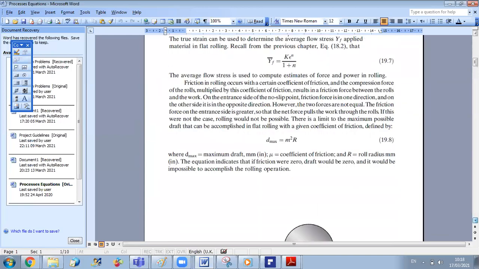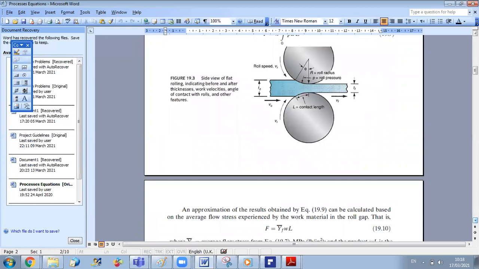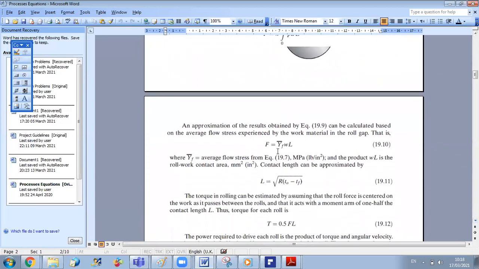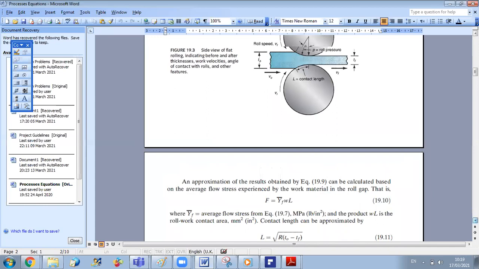And once I find the average flow stress, I can calculate the force developed by the roll on the work part as the average flow stress times the area of contact, which is the width times the contact length. And the contact length can be predicted from the radical of R times T0 minus T final. And for the torque, as we said last time, we consider that the force is acting at the middle of the contact area. So the torque is at a distance of 0.5 L from this point here. Okay. So the torque is 0.5 FL per roll.